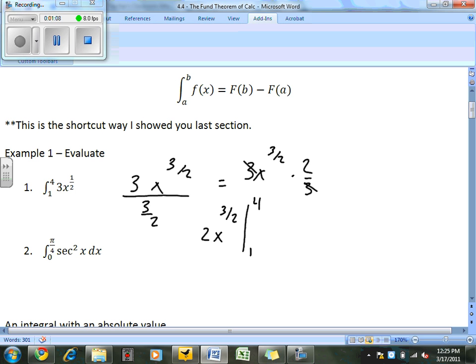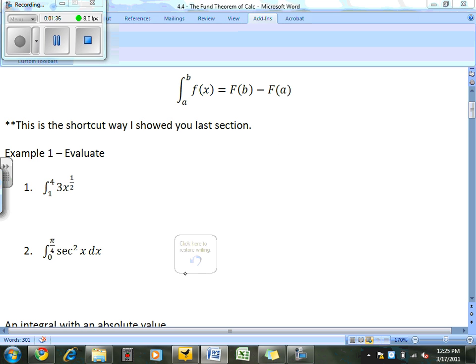Remember, we take the upper bound minus the lower bound. That's what the fundamental theorem of calculus says. So we plug 4 in there. When I plug 4 in for x, if we cube 4, we get 64. Take the square root of 64, we get 8. Take that times 2, and we get 16. Minus, when we plug in 1, cube 1, we get 1. Take the square root of 1, we get 1. Times 2, and we get 2. Then we subtract, and we get 14 for that first integral.